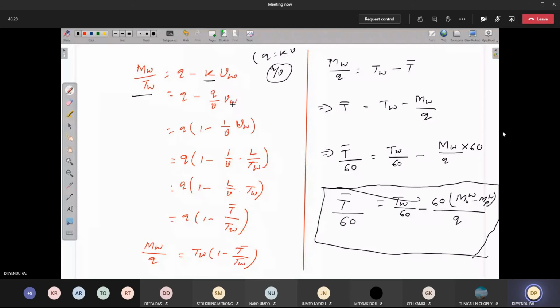Now before that, in the slides I have shown you that L by TW equal to BW, or in place of BW I can write L upon TW, so I can replace it here. So what I did here, I replaced this BW by L by TW. What is this? This is L divided by B into TW. We can write Q into 1 minus L by B into TW.